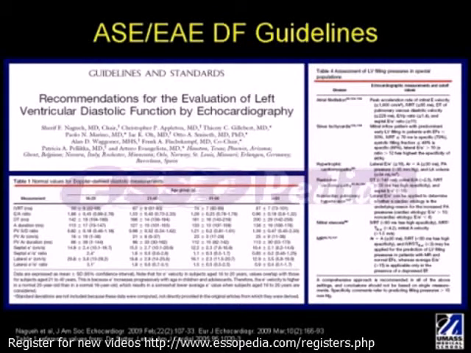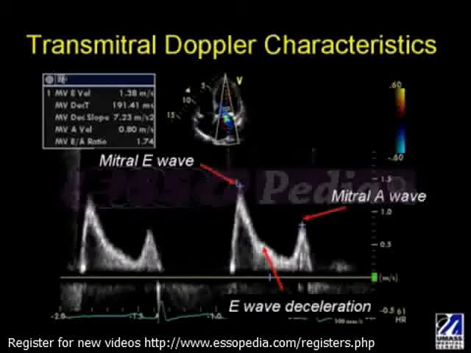Also, as you can see in the panel to the right, there is important information reported for the assessment of filling pressures in special populations, such as atrial fibrillation, tachycardia, mitral stenosis, and mitral regurgitation. Let's now begin with the echocardiographic variables used to assess diastolic function.